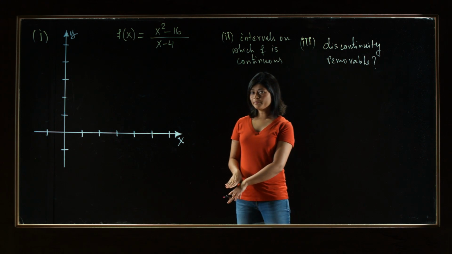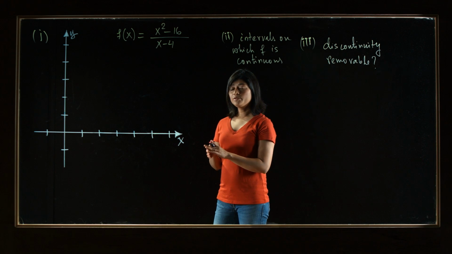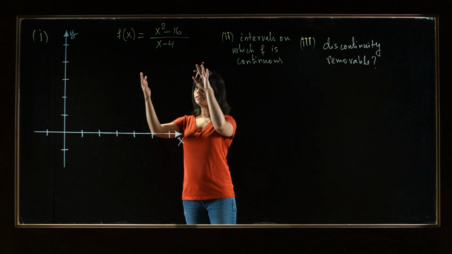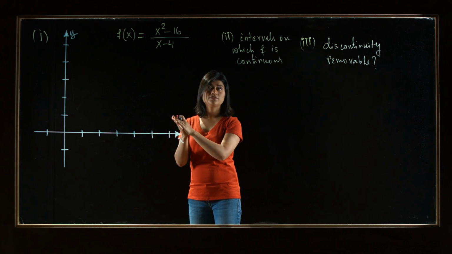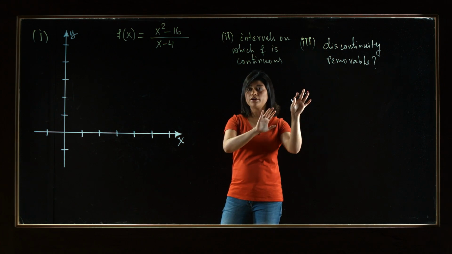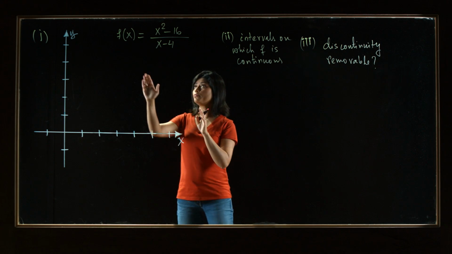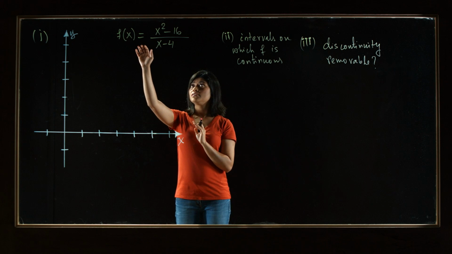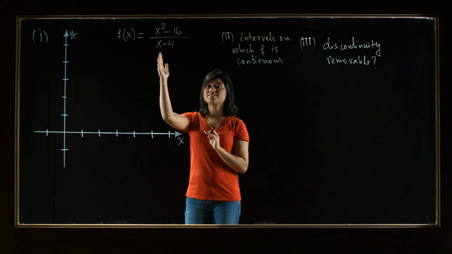And in this problem, we will be determining the continuity of a function. And there are like three different parts to this problem. So we have the function right here. It is x squared minus 16 over x minus 4.